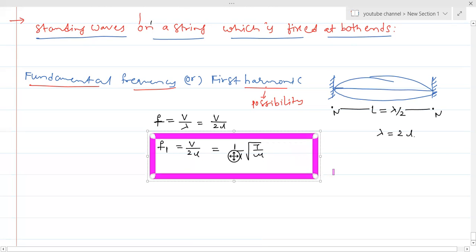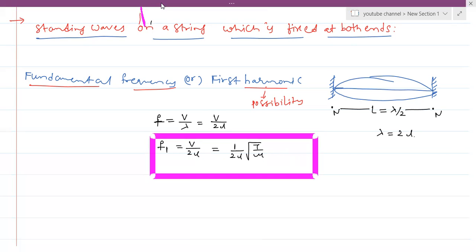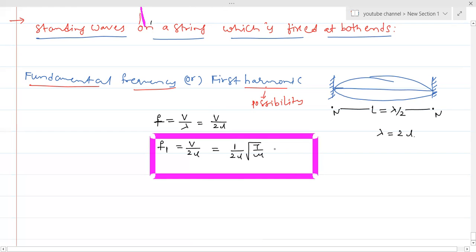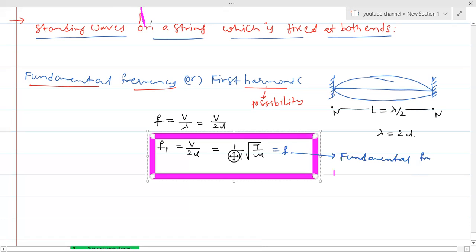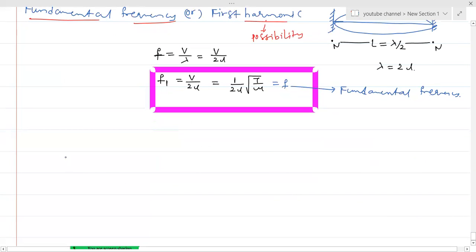So this is the fundamental frequency. This is also equivalent to here, and we call this the fundamental frequency. Next we will think of the second harmonic.